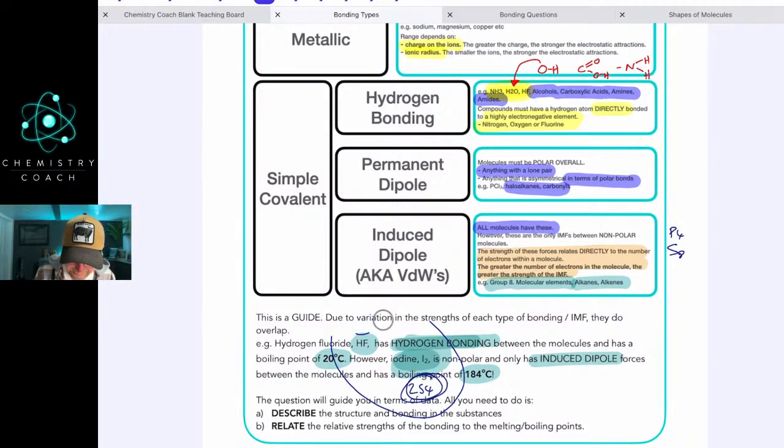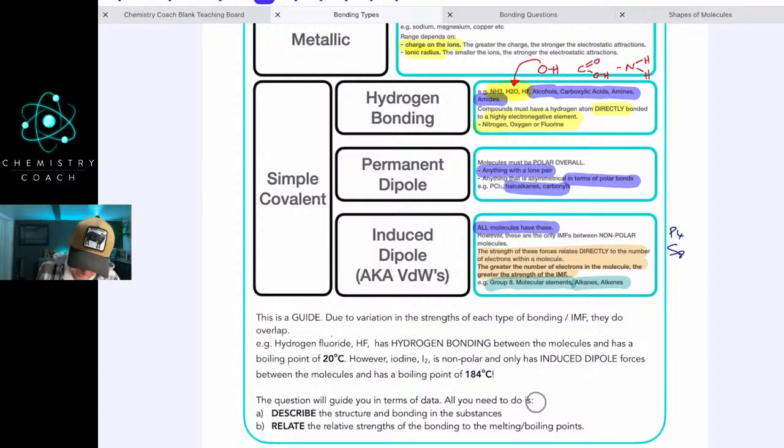Now, the hack, ladies and gentlemen, the hack. And I don't like calling it a hack because to me it's just common sense. The question will guide you in terms of data. Unless it's really obvious, like we did before comparing ethanol and butanol, they'd ask you which has got a higher melting point. If there is a clear difference, remember, all we're doing is playing spot the difference here. They will guide you. Like I've just said, they'll tell you that iodine's got a higher melting point than HF, and then you just go with it.